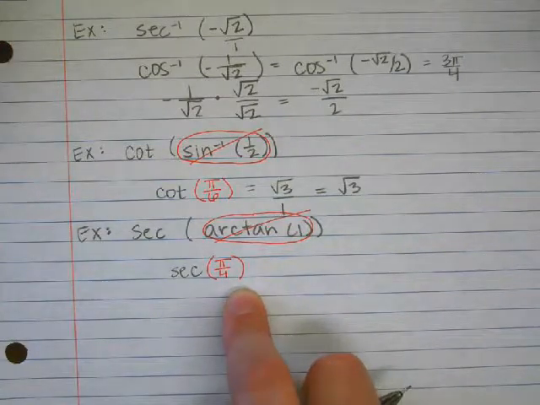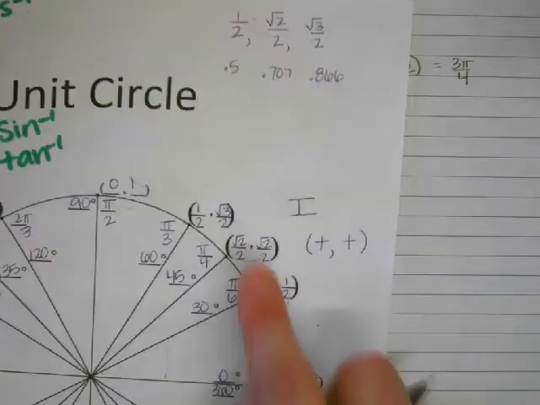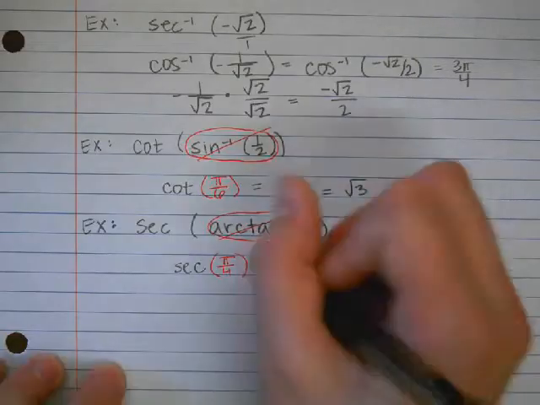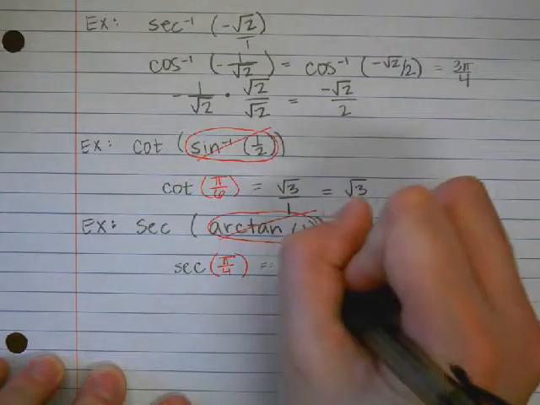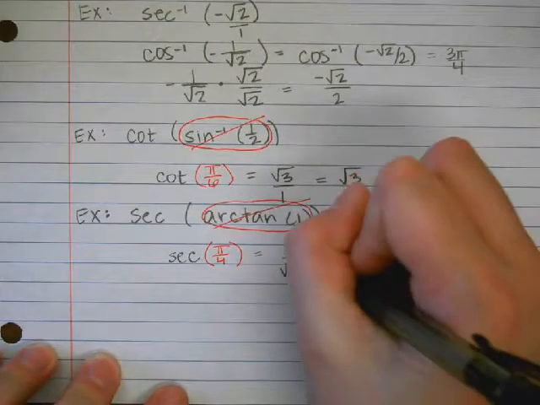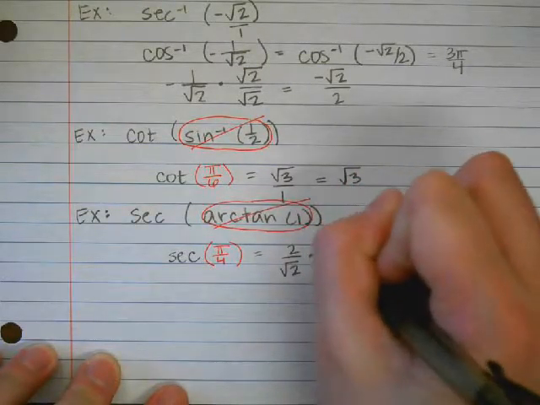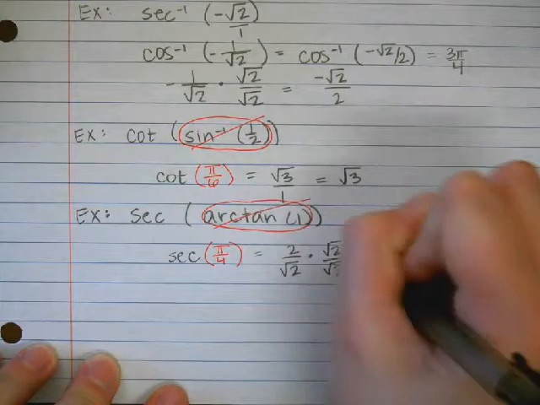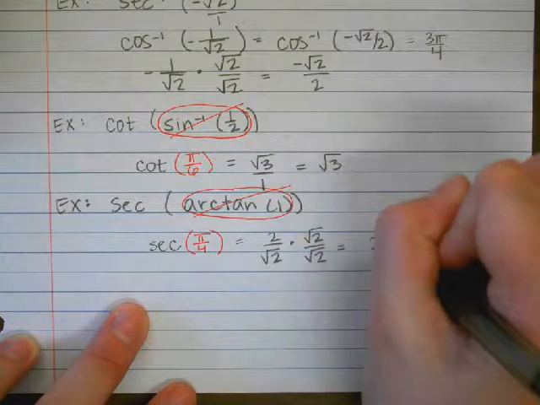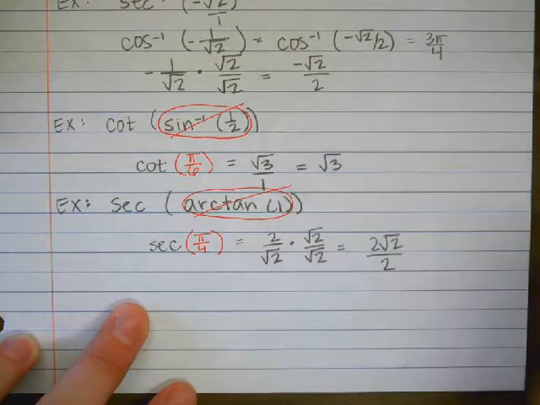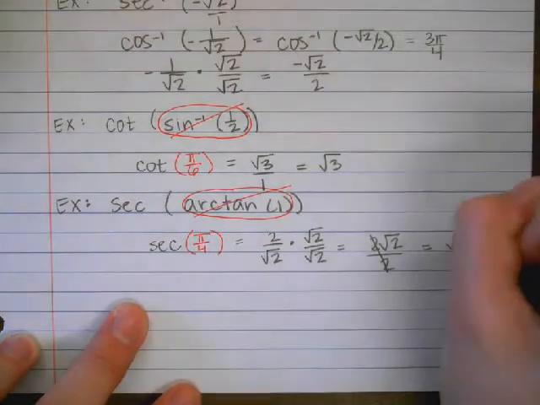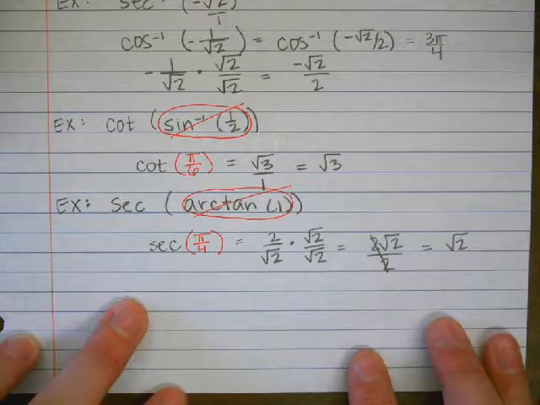And so secant of pi fourths is where I take the x-coordinate and I write the flipped version. So this is 2 over square root 2. And I do need to fix that. I need to rationalize the denominator before I can make a conclusion about my answer. So on the top, I have 2 square root 2. On the bottom, I just have 2. The 2's cancel, and square root 2 is my answer.